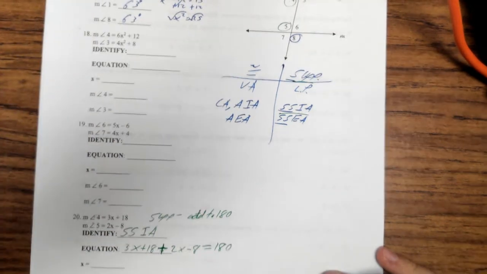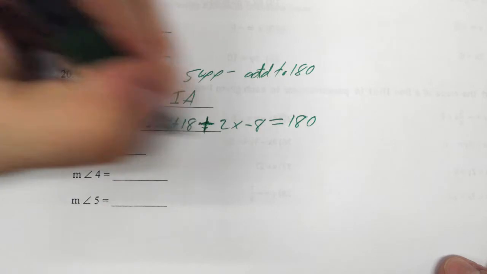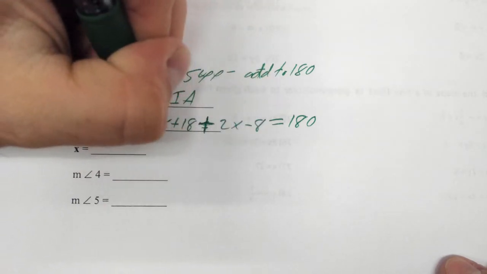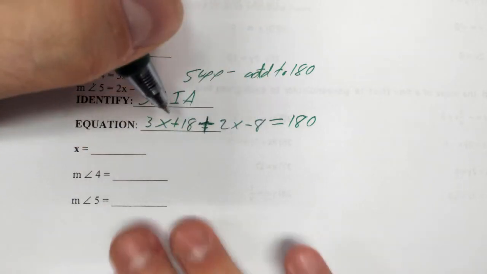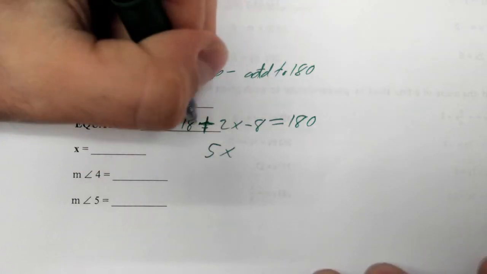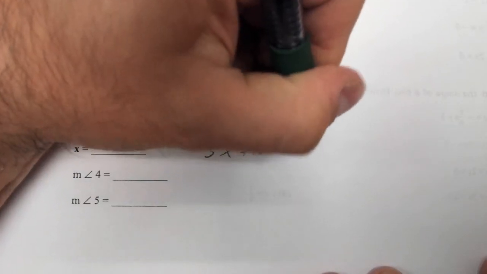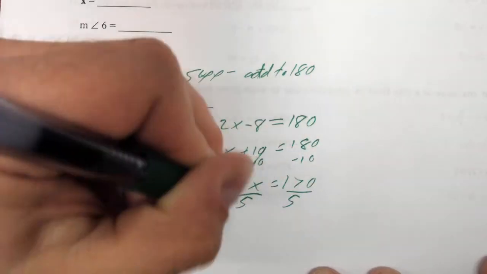Now I'm going to zoom in on this so you can see the solving. So now while x is on this side, we got 3x and 2x. They are on the same side of the equal sign, so we can combine them. We have 5x, then 18 and minus 8. That becomes plus 10 equal to 180. Now minus 10, 5x equals 170. Divide by 5. x equals 34.